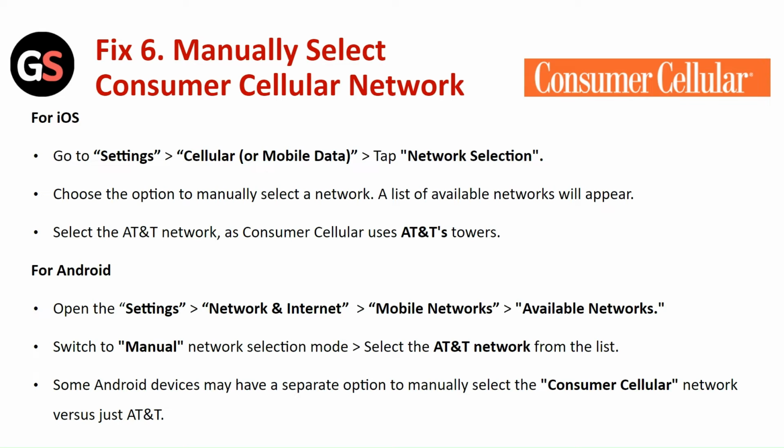For Android, open the Settings, go to Network and Internet, click on Mobile Networks. Under available networks, switch to manual network selection mode. Select APN network from the list. Some Android devices may have a separate option to manually select the Consumer Cellular network versus just APN.